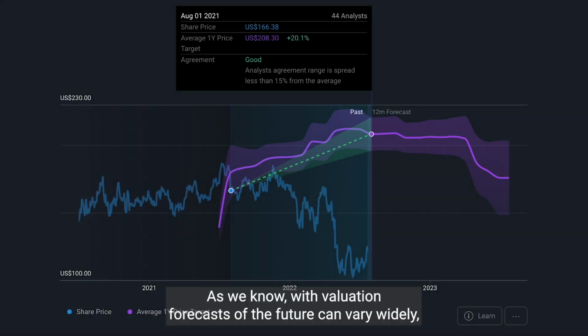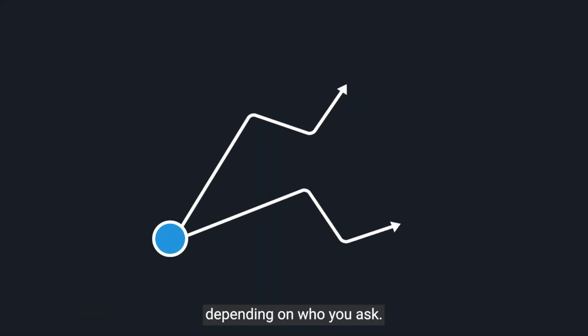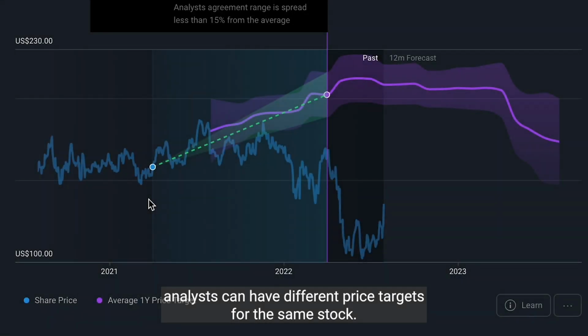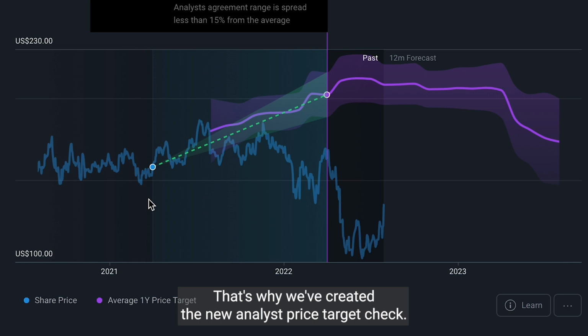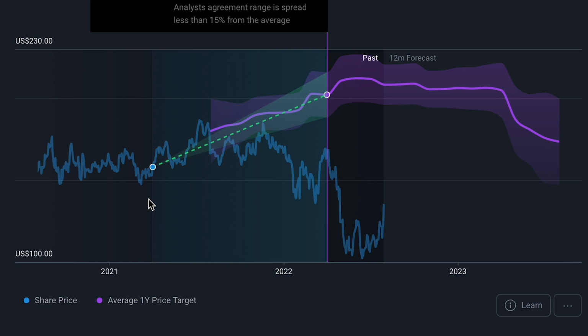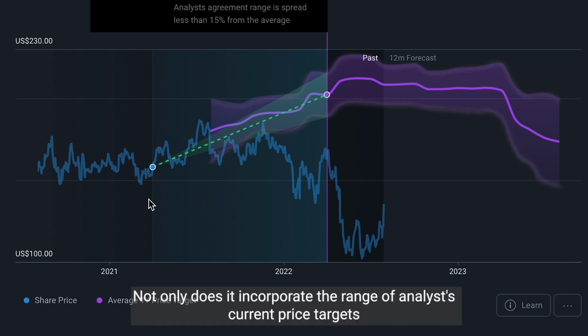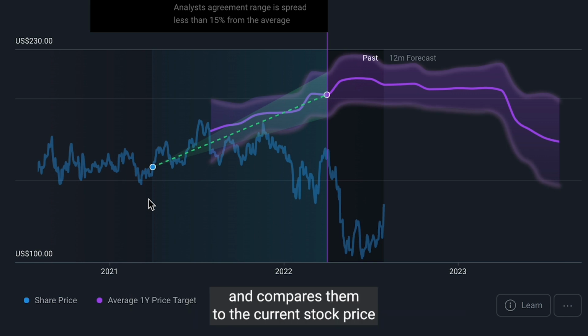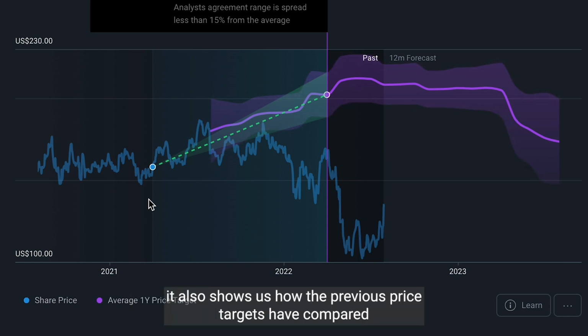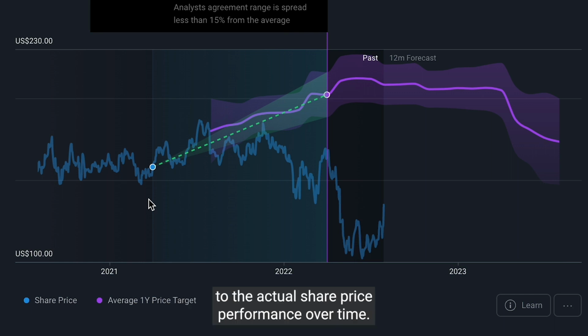As we know with valuation, forecasts of the future can vary widely depending on who you ask, so naturally, different analysts can have different price targets for the same stock. That's why we've created the new Analyst Price Target check. Not only does it incorporate the range of analysts' current price targets and compare them to the current stock price, it also shows us how the previous price targets have compared to the actual share price performance over time.